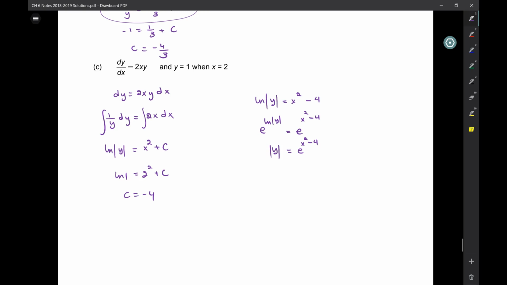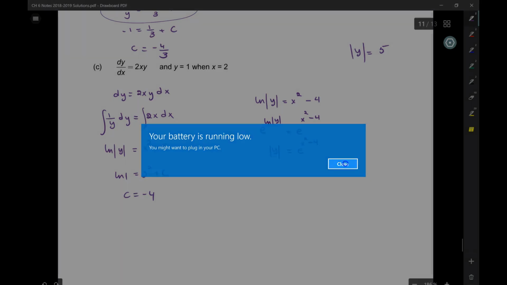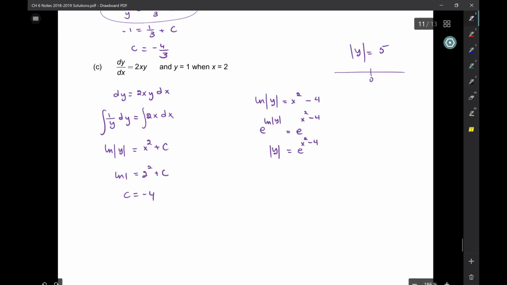Okay, but that's not a solution. You can't leave it in the absolute value. So then what's y? What does absolute value mean? Positive or negative. Conceptually, it's how far away it is. So the distance is this. If you say absolute value of y is equal to 5, where is my y? It could be at positive 5, or it could be at negative 5. So y is plus or minus 5. So y is plus or minus e to the x squared minus 4.